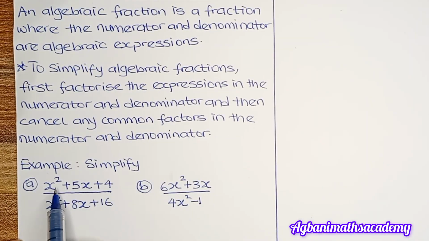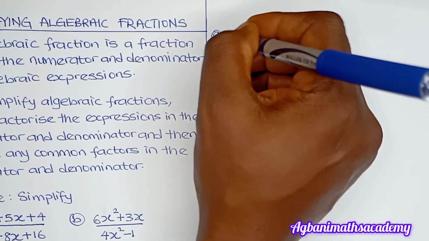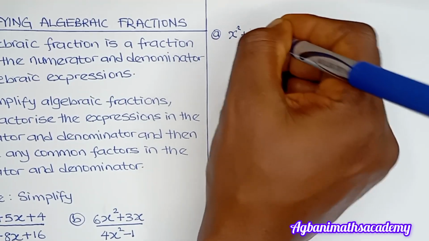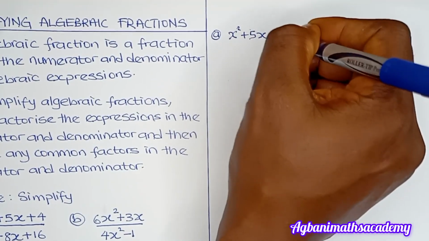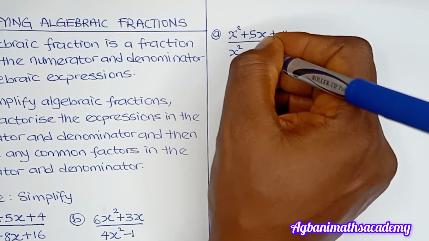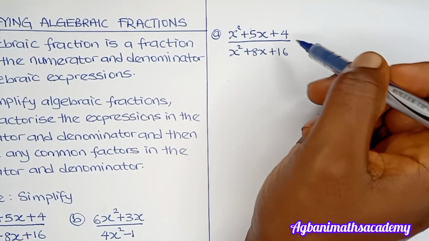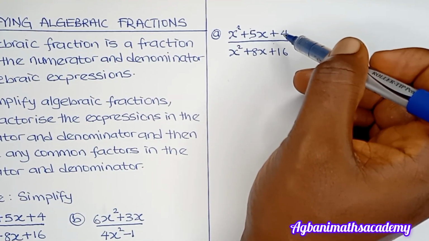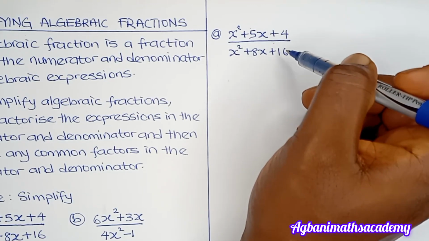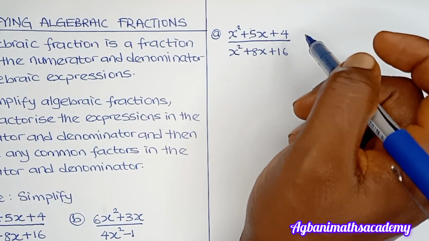So the first one, we have x squared plus 5x plus 4 divided by x squared plus 8x plus 16. So let's look at it. A, x squared plus 5x plus 4 all over x squared plus 8x plus 16. Looking at the numerator, you're going to see that the numerator is a quadratic expression. The denominator is also a quadratic expression. First, we need to factorize both quadratic expressions.